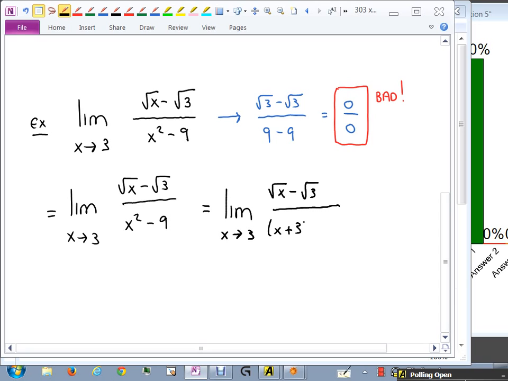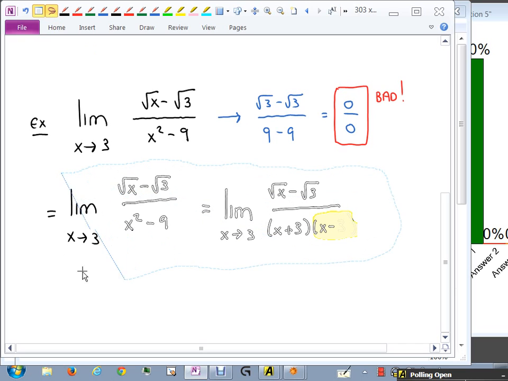It would be what? x plus 3, x minus 3? That's your difference of squares. This is the part that's causing the problem, isn't it? The only way that I can make that go away is if I can somehow maybe cancel it with something on top. And what I mean is I have to cancel it with an x minus 3 on top. But do I have an x minus 3 on top? No. So I'm going to do something a little more clever.